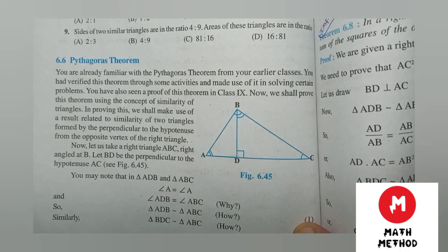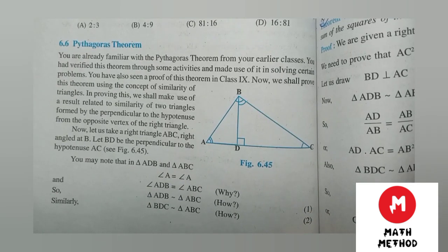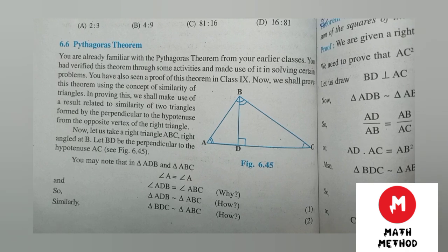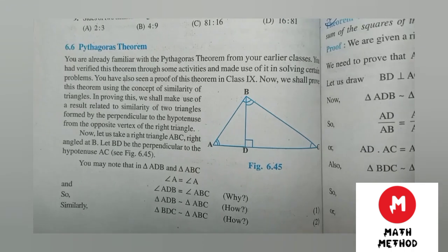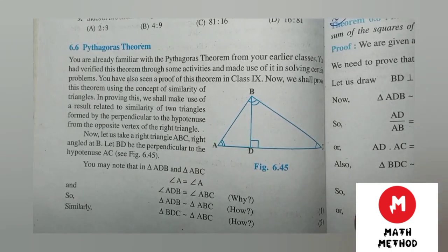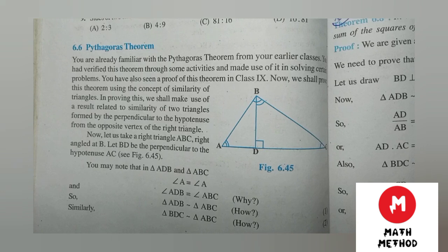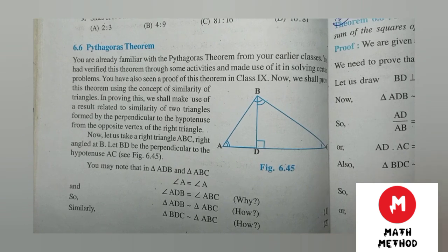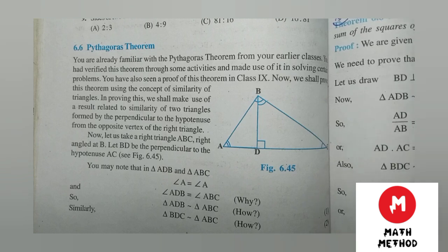In this video, I will tell you all the solutions of exercise 6.5, that is Pythagoras theorem. You are already familiar with the Pythagoras theorem, which says that in a right angle triangle, the square of the hypotenuse is equal to the sum of the squares of the other two sides. By applying this theorem 6.8, we will solve all the questions of exercise 6.5.